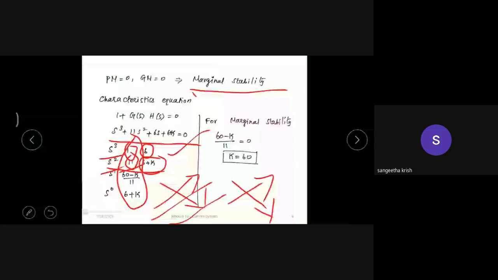Instead of positive and negative, if any of the elements is 0, then I can say the system is marginally stable. Since the given system is marginally stable, any one of the elements should be 0 in the first column. Then 1 cannot be 0, 11 cannot be 0, and the third element, 60 minus k by 11, should be equal to 0 for a marginally stable system. Then 60 minus k by 11 is equal to 0, so 60 is equal to k, or k is equal to 60.